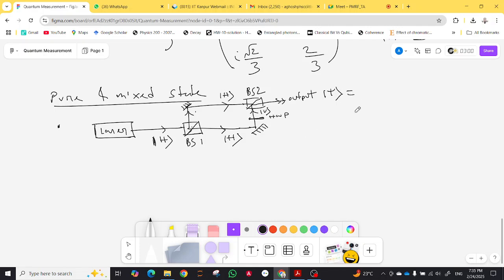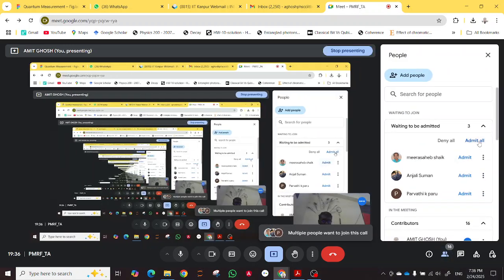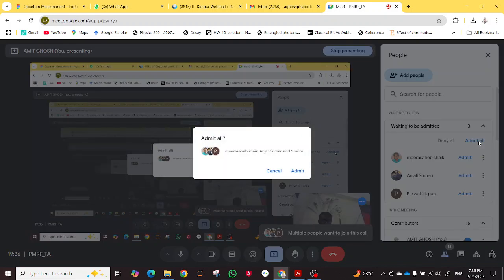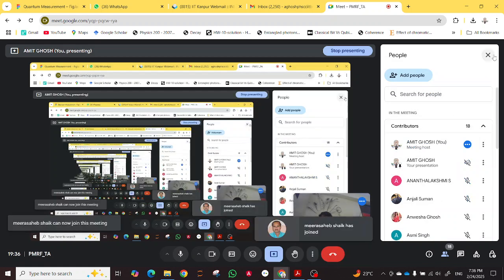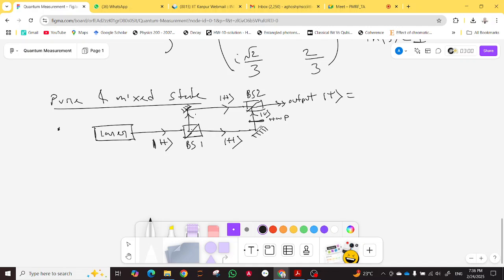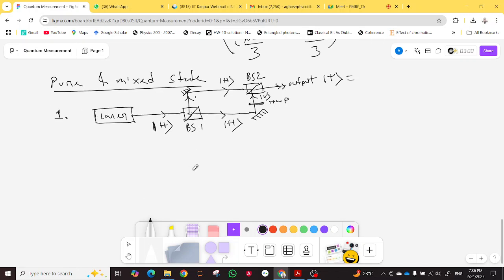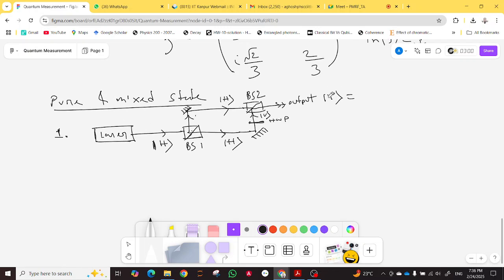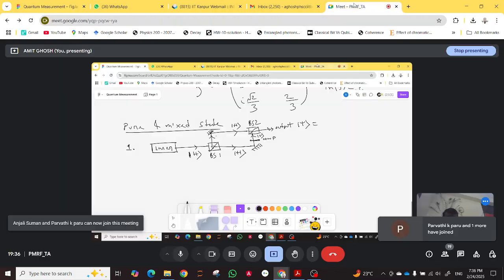So what will be the output state? Can you write the output state here? I think the picture is clear, right? The output state you have to write. I actually cannot hear, so better to write. If you want, you can write in the chat.